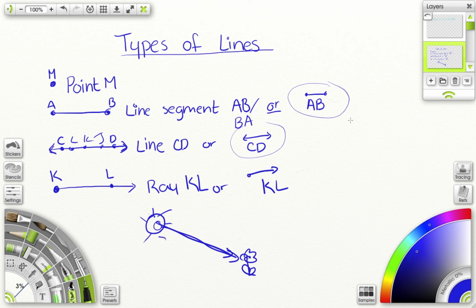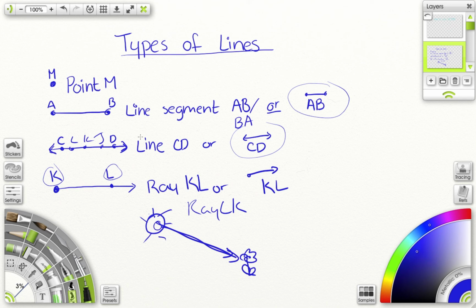And that's all it is. That's the types of lines. That's all you need to know is what these types of lines are called and how you would label them. Remember that these letters can go in either order. It doesn't necessarily have to go left to right. So this could be ray LK. This one could be like line CD or DC. It doesn't matter what order they go in.